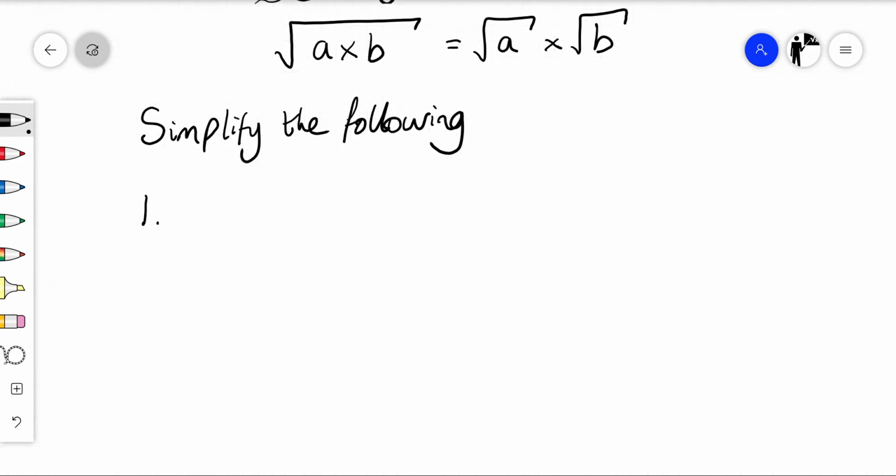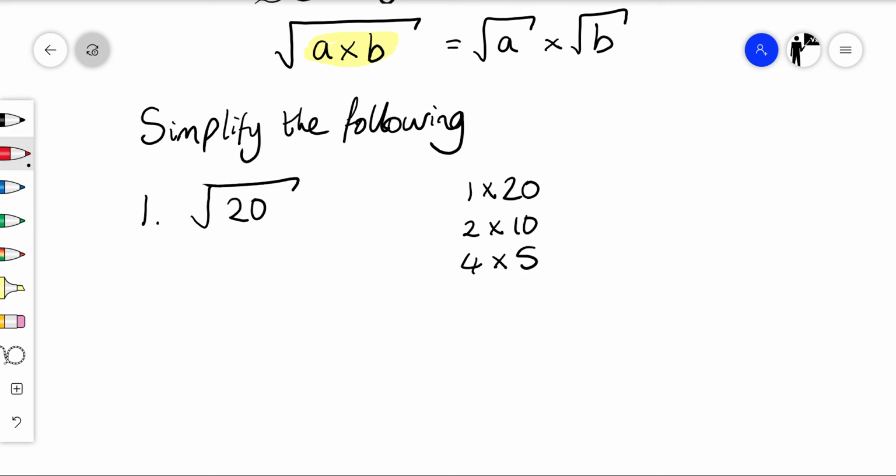Okay, let's do number 1. So we've got root 20. Okay, so we want to rewrite 20 as something times something. Well, what options do we have? We could have 1 times 20, 2 times 10, or 4 times 5. We are going to choose the option that has a square number. 4 is a square number because it's 2 squared. So we're going to rewrite 20 as 4 times 5.